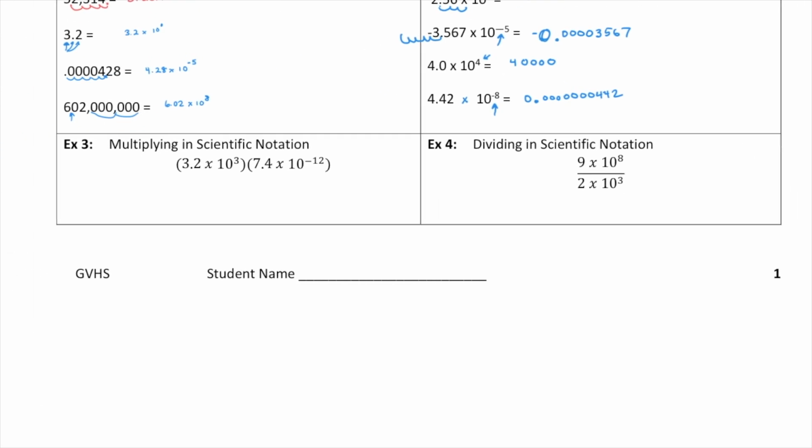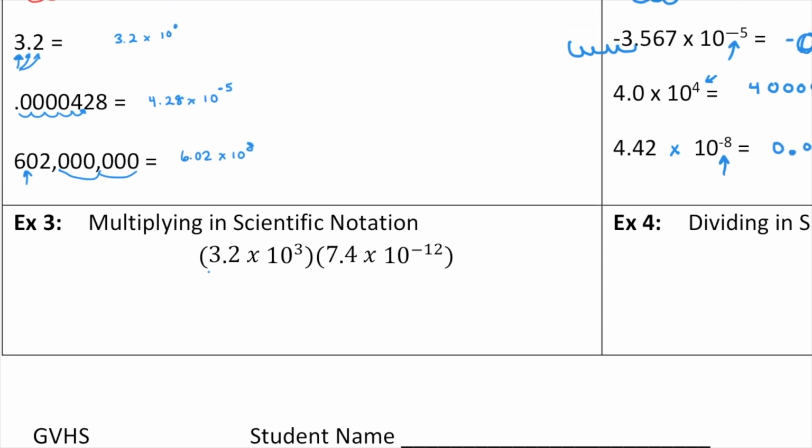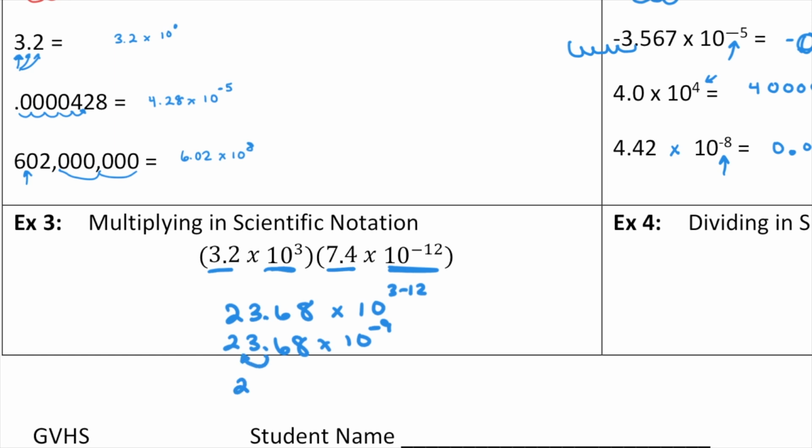Now, when we multiply in scientific notation, you're going to start by multiplying 3.2 and 7.4, and we get 23.68. When we multiply 10 to the third times 10 to the negative 12, we'll have times 10 to the 3 minus 12, which is negative 9. So we have 23.68 times 10 to the negative 9. Now I want my answer in scientific notation. Notice the decimal is not in the right place. So it's 2.368 times 10 to the negative 8.